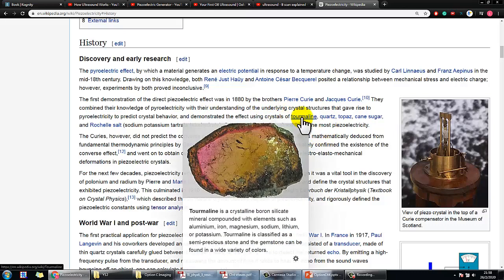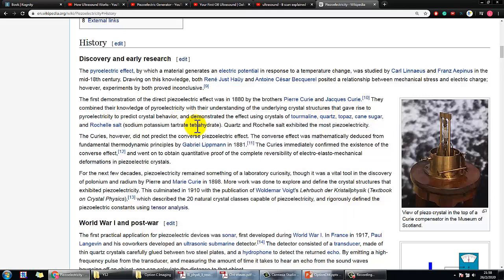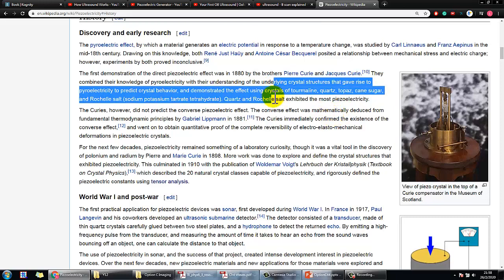The most famous one is this one, which is basically silicon oxygen. It's something that we would still use, of course, nowadays as a material for the ultrasonic sensor. Actually, I find it quite interesting.